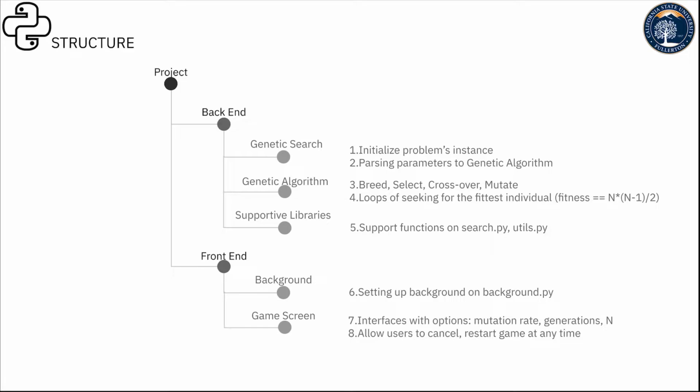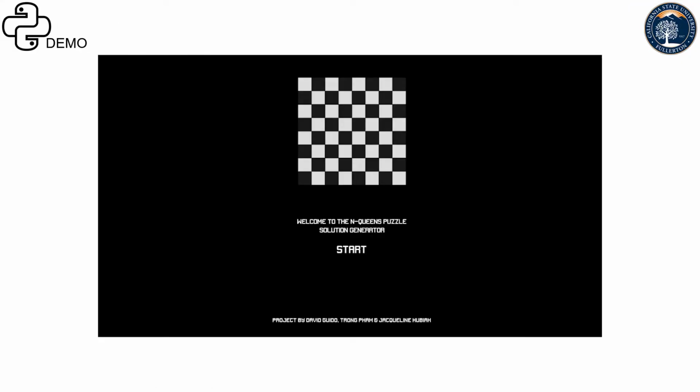For the front end, we use all these back end functions. First, we set up the background file and the game screen, which reuses all the code already implemented in the back end. In this game screen, we have functions like pick and choose, mutation rate, generation, and n value. We also allow users to cancel or restart the game at any time. The next thing is the actual program demo, which I'm pleased to hand over to my partner.